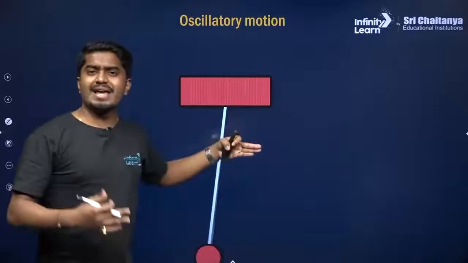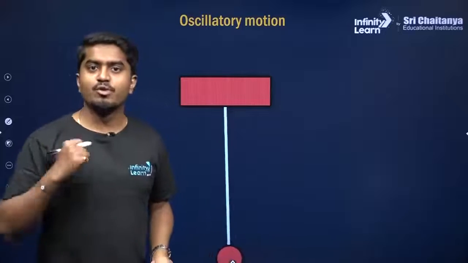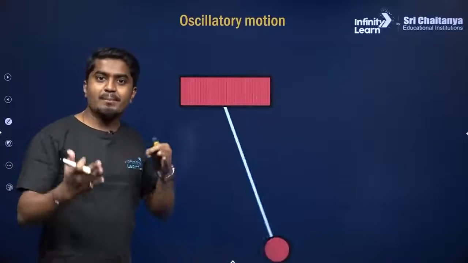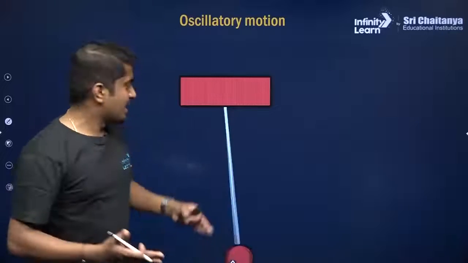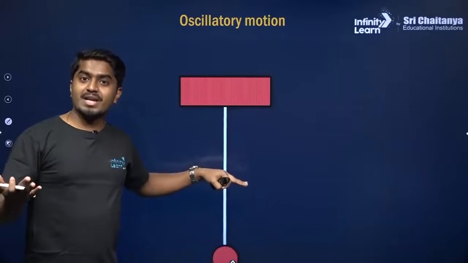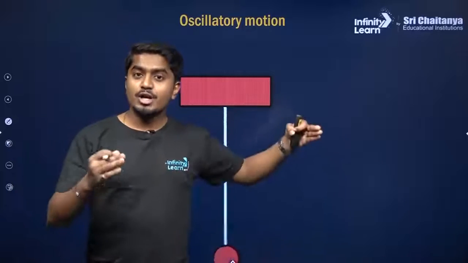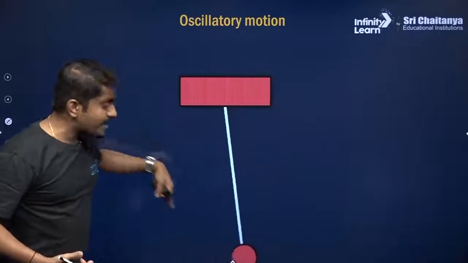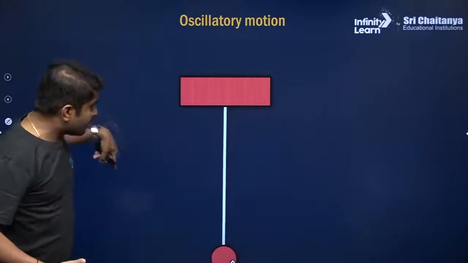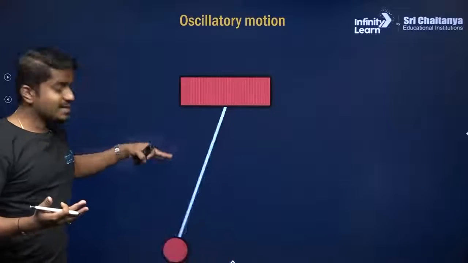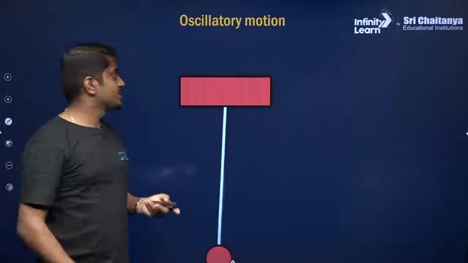Most of the time, oscillatory or vibrational motions are periodic. Other motions are not periodic, but oscillatory or vibrational motions are. So it follows a uniform time. There is a time period. The time taken to complete a single oscillation is called the time period. So these are periodic motions.